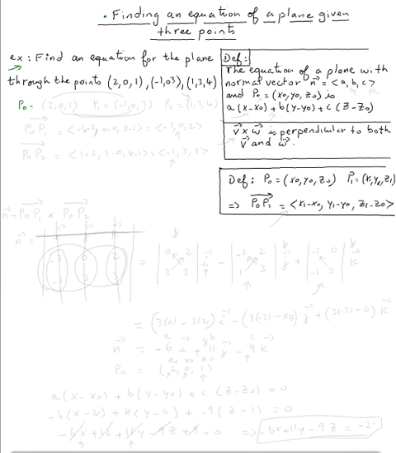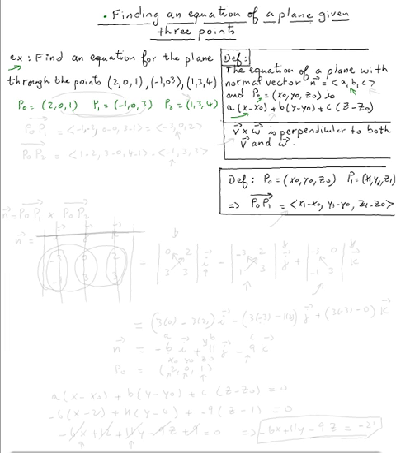So let's call the first point P0, the second one P1, and the third one P2. To find an equation of the plane, according to the definition, we need a normal vector and a point, P0. And then the formula is right there.